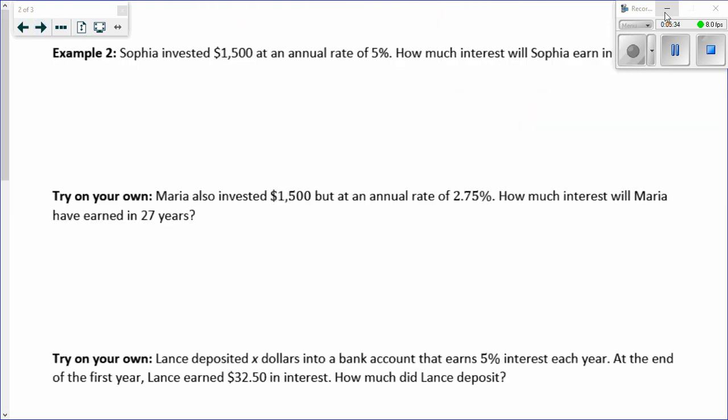The next example, I'm going to close that, is Sophia invested $1,500 at an annual rate of 5%.